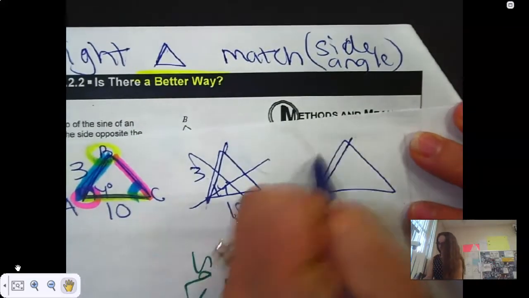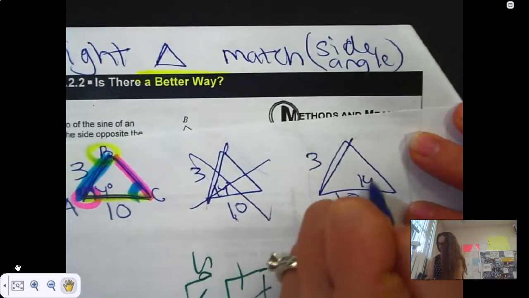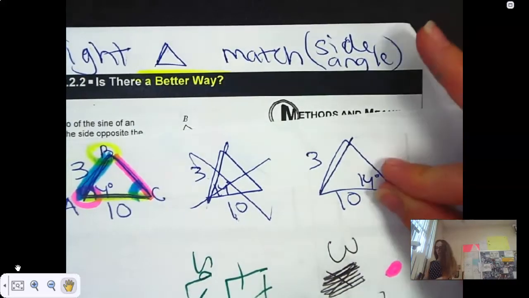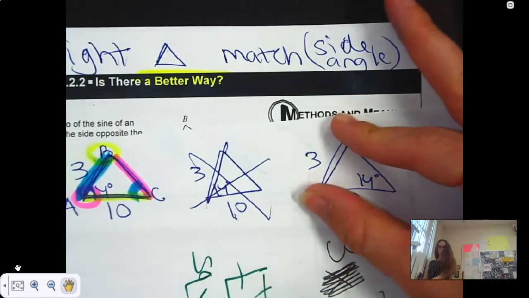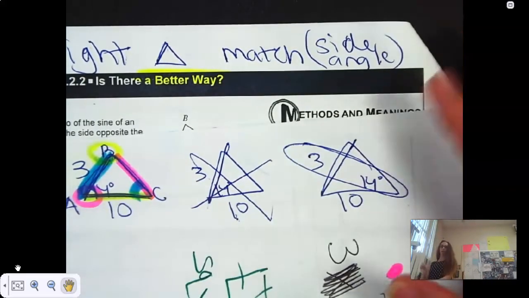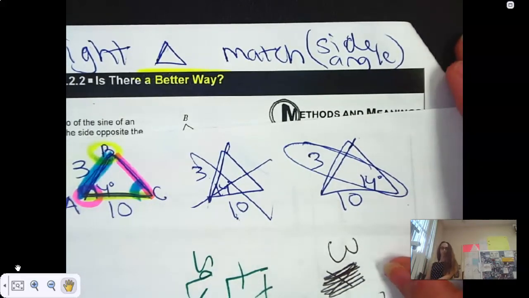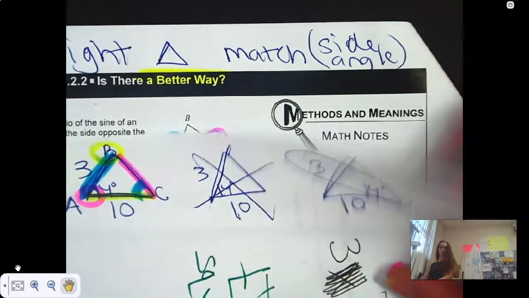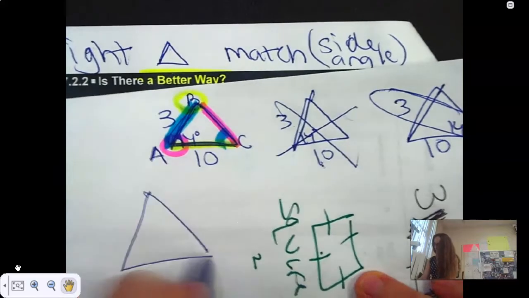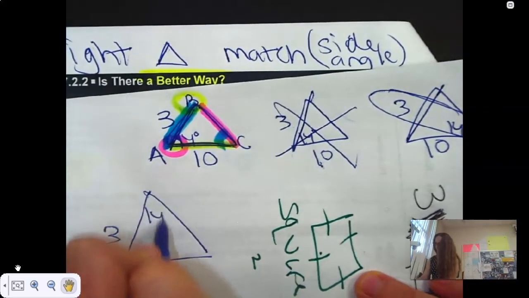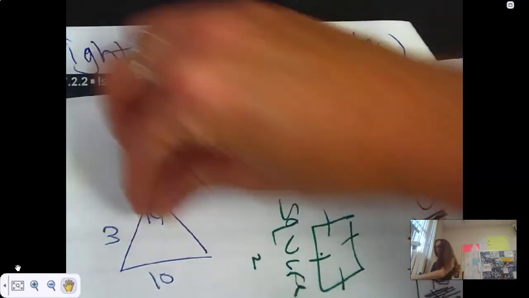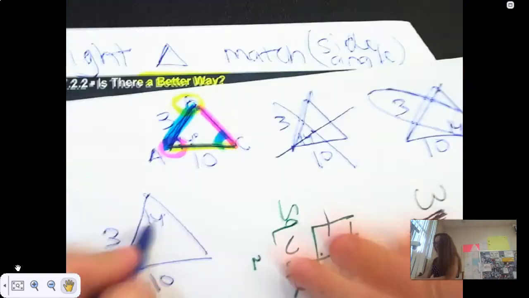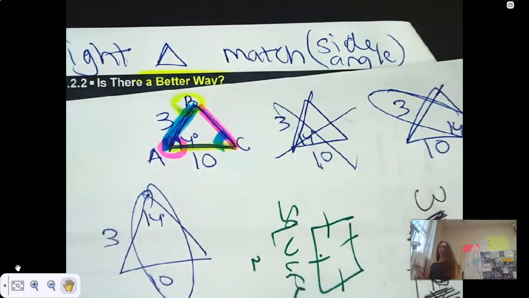But what if it was a 3, a 10, and a 14? Oh, this angle opens up to this side. There's my match. I can do law of sines. I only need one match. What if I have this? 3, 10, 14. Do I have a match? Well, this opens up to this. Yes, I can do law of sines.